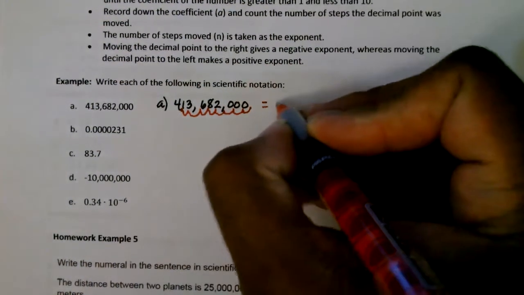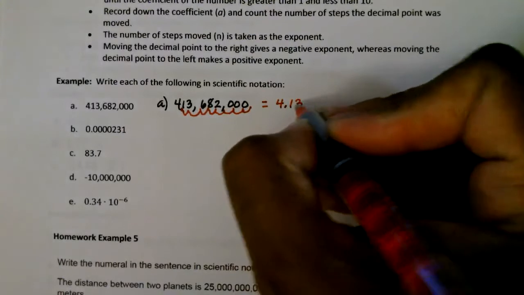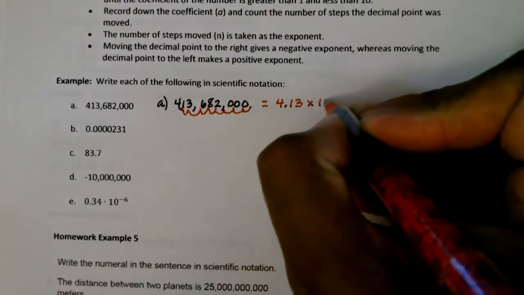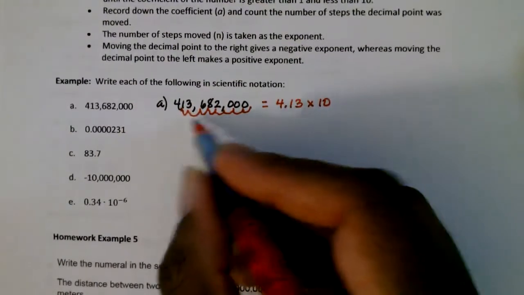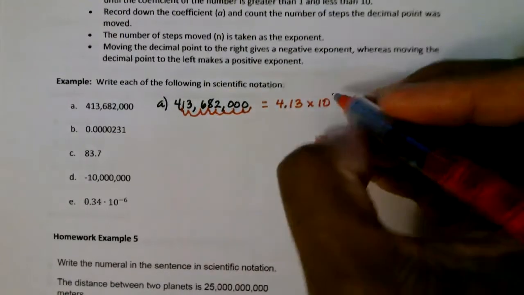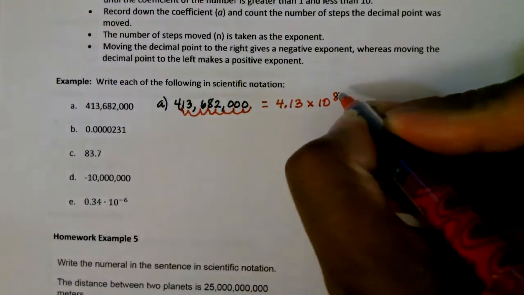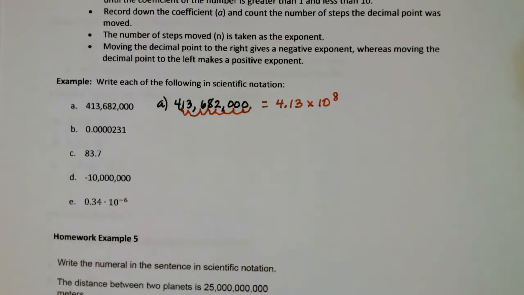So the first part would be 4.13 times 10. Now notice that we moved the decimal point 8 places to the left. So that means that 8 will be your exponent for 10. So 413,682,000 in scientific notation would be 4.13 times 10 to the 8th power.